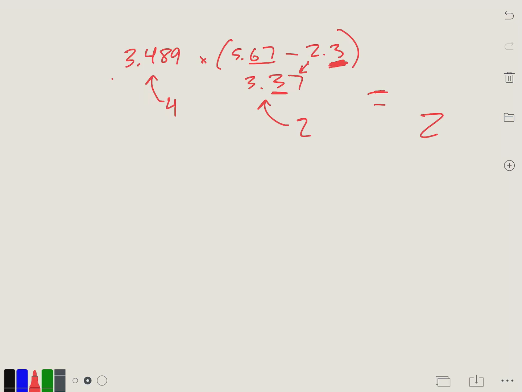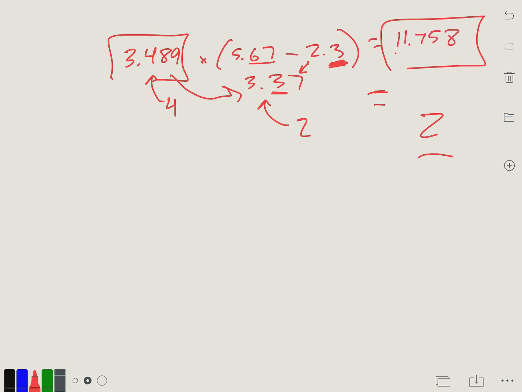You shouldn't do the math for your final answer in steps. Like, don't go, okay, now 3.489 times 3.3, because then you're going to lose numbers. So you should have just plugged all of this in, gotten your answer, and then later trimmed it down to 2. I think the answer comes out to be 11.758. So we're going to have to cut it down to right here and just say 12. Like so. Do you kind of see what I'm talking about? Okay. So that was an example.